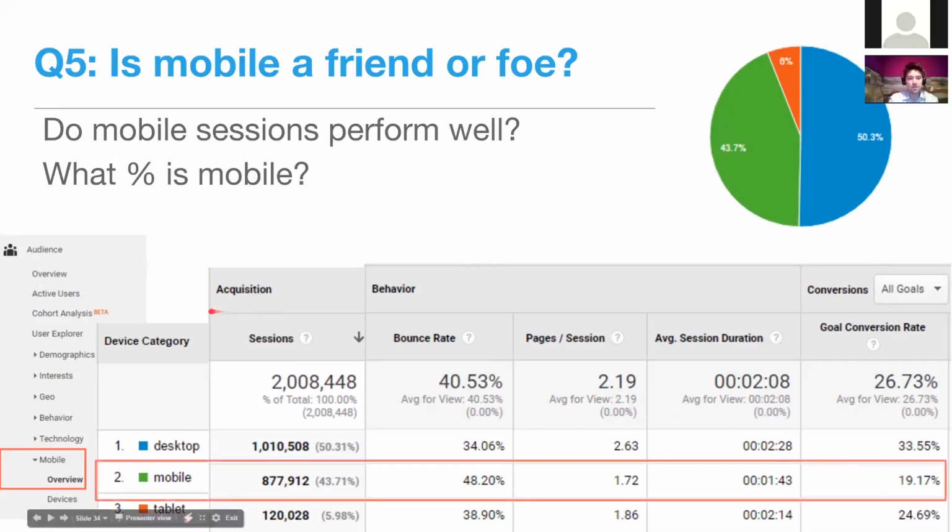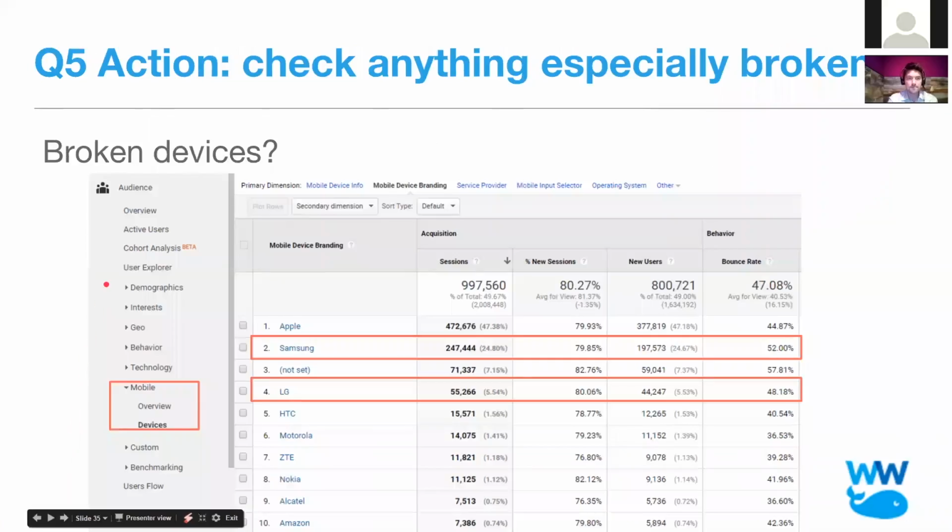Well, what is the action though? Why do we drive into that a little bit more? We can ask a follow-up, question 5 action. We can check anything especially broken. So let's say we are mobile friendly, but we can actually go into mobile devices, primary dimensions, we can change it to mobile device branding. And then I can tell you the types of phones that we're having trouble with. So actually, Apple is at 44%, okay, but in terms of behavior, 52% bounce rate for Samsung. So maybe there's a particular bug that renders your site poorly or incorrectly for those devices.